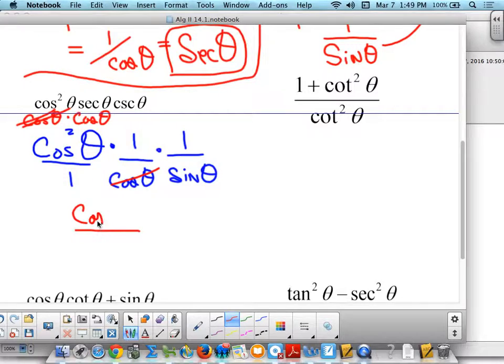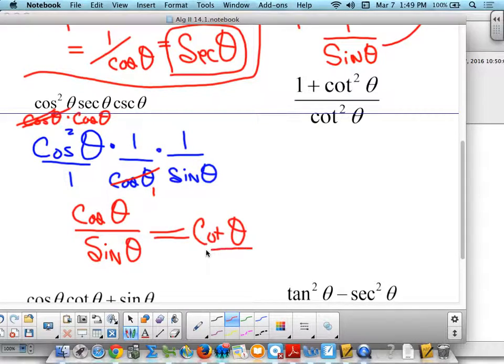Isn't that just cosine over sine? Yeah, that's what I'd say. 1 times 1 times sine. Cosine over sine is cotangent. See, this is the bad part. They never told you it was cotangent. You had to come up with that trig function. So these 3 functions multiplied give us cotangent. Good? Okay. Take a look.